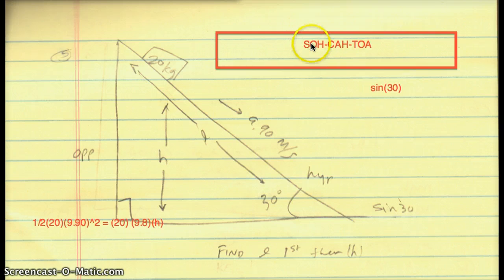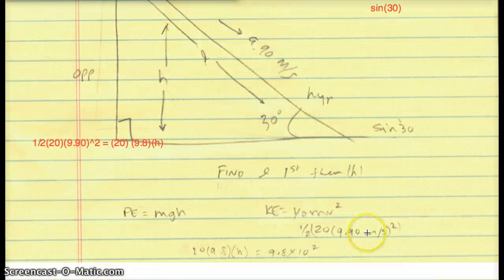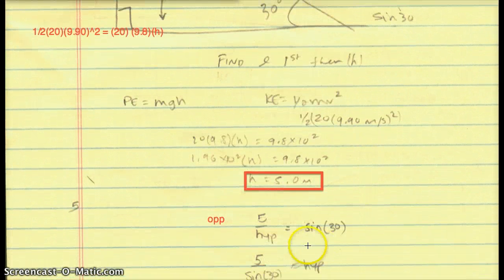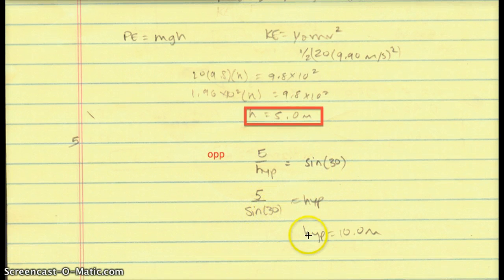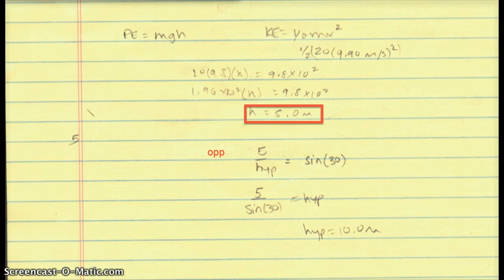Basically, sine is equal to opposite over hypotenuse, cosine is equal to adjacent over hypotenuse, and tangent is equal to opposite over adjacent. That's exactly what we're doing here. We're saying the sine of the angle is equal to our opposite over hypotenuse. So we just solve. All we're doing is moving our hypotenuse to this side by multiplying and dividing by sine of 30 on this side. So 5 divided by sine of 30 is equal to our hypotenuse of 10 meters. And that is your final answer.